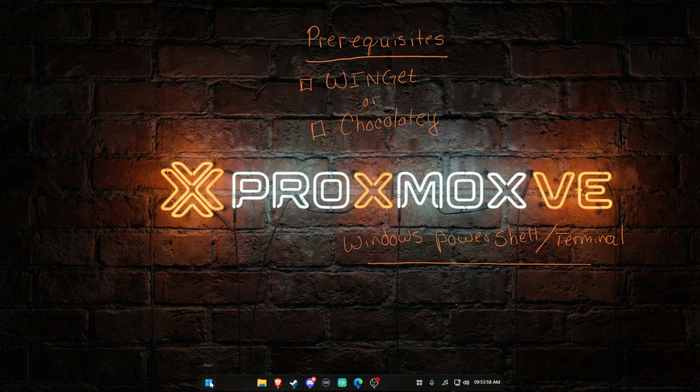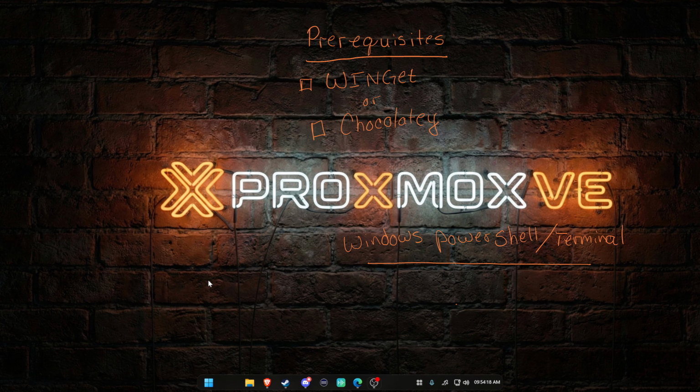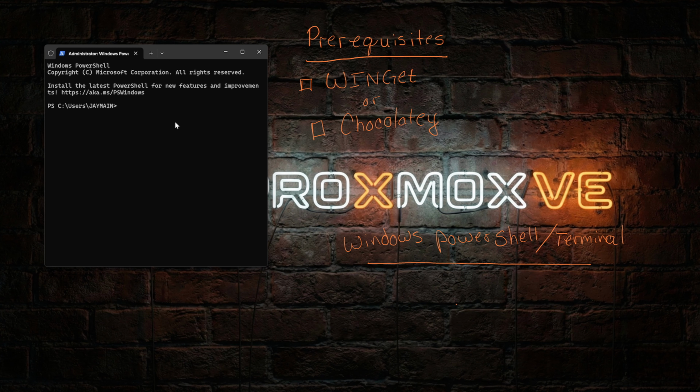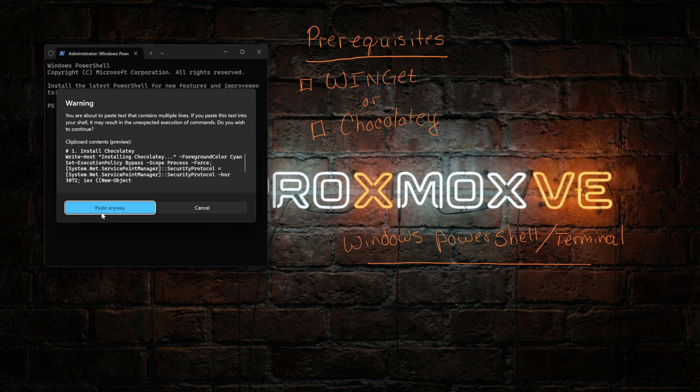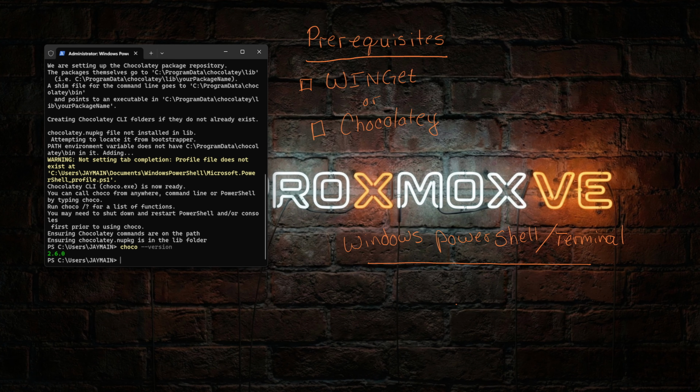Right click your start menu, open up Terminal or Windows PowerShell, whatever is here, as admin. Click yes. Once you have Windows PowerShell or Terminal open, we're going to paste this in to install Chocolatey first. Paste anyways, hit enter. Then let's double check, make sure Chocolatey is installed. Copy and paste this in from the description, choco --version, enter. It comes up with the green numbers, 2.6.0 or another one, which could be a newer version in the future, then you know you did it right.